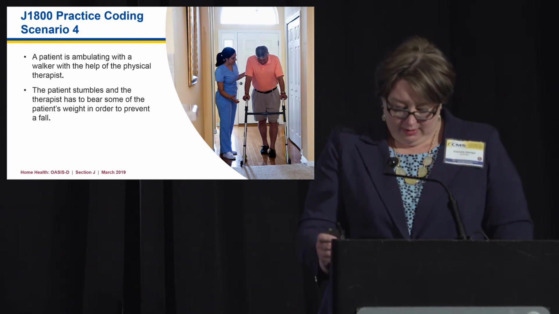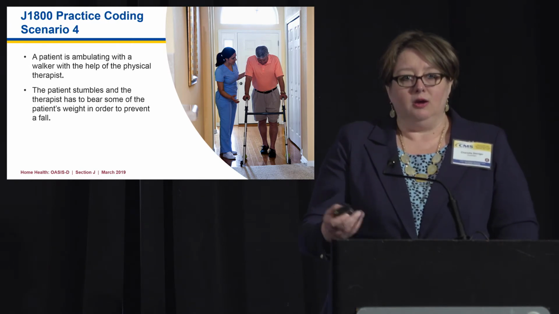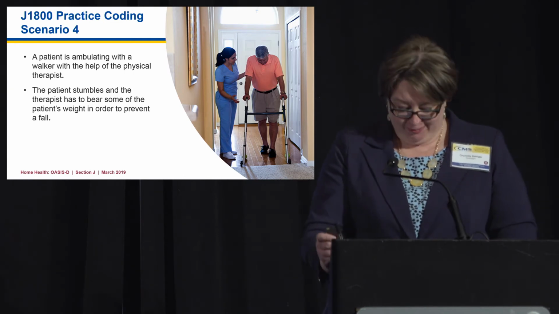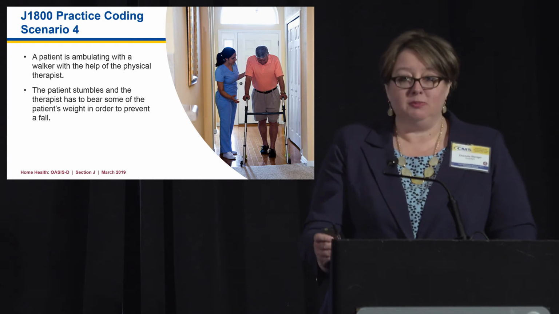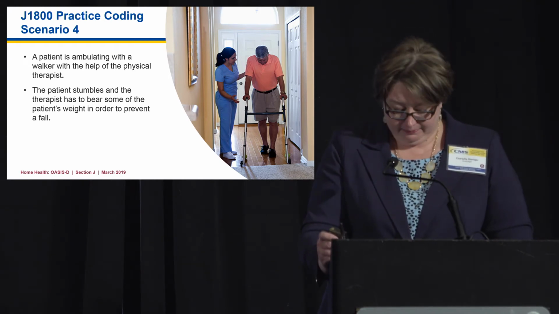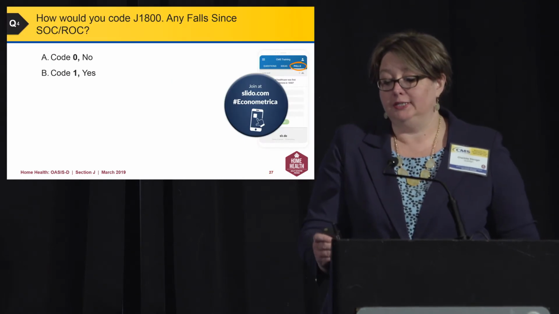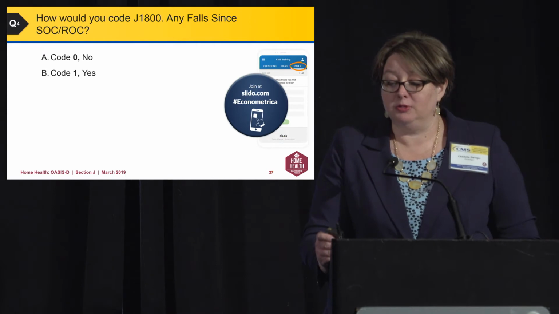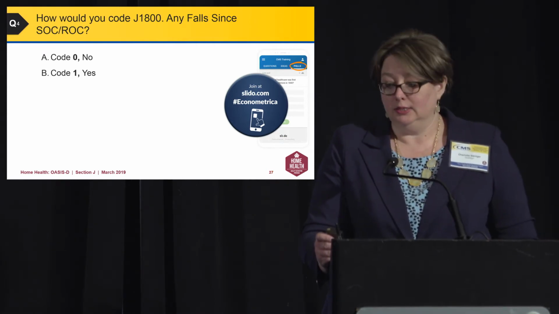Yeah, right? So the therapist is helping the patient ambulate, they're monitoring her or him, I guess in the picture, and the patient stumbles and the therapist assists to keep the patient from falling. So thinking about that, how would you code J1800, any falls since start of care, resumption of care? Would it be code 0, no? Or would it be code 1, yes?